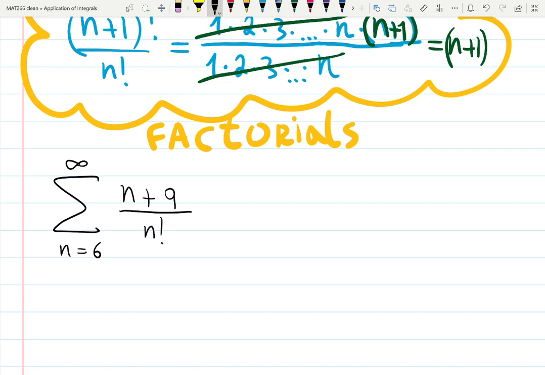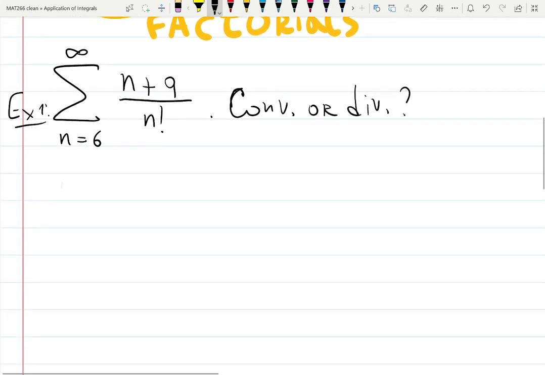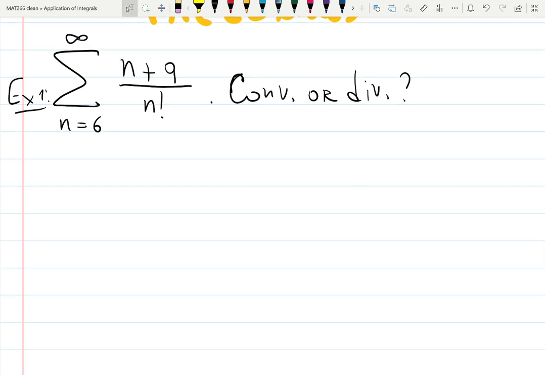What do we want to do? Example 1. We want to check whether the series converges or diverges. Of course it should be more professional. I should say, check or find if the series converges.